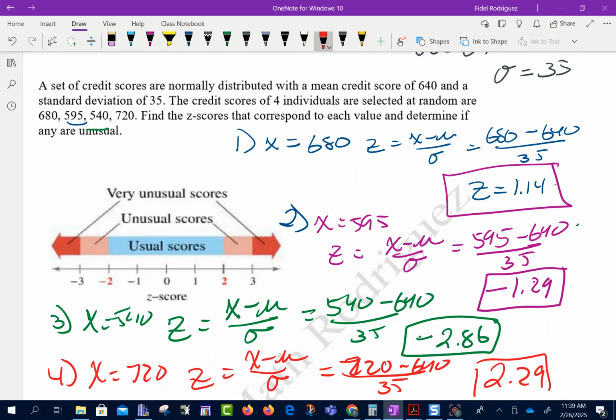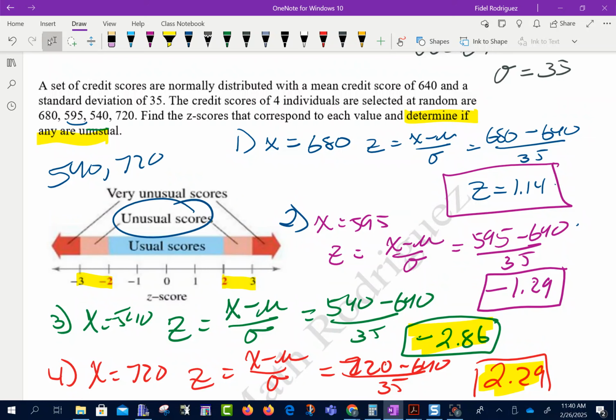Now, the second part of the question says, can we determine if any of them are unusual? So unusual scores are between 2 and 3 and negative 2 and negative 3. This is an unusual score, and so is that one. But it's asking us for the credit scores. What credit scores gave us those? We would say 540 and 720 are going to be our unusual scores.